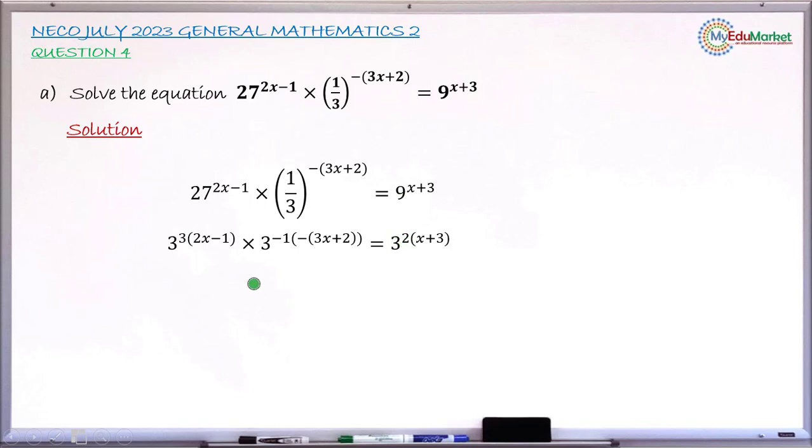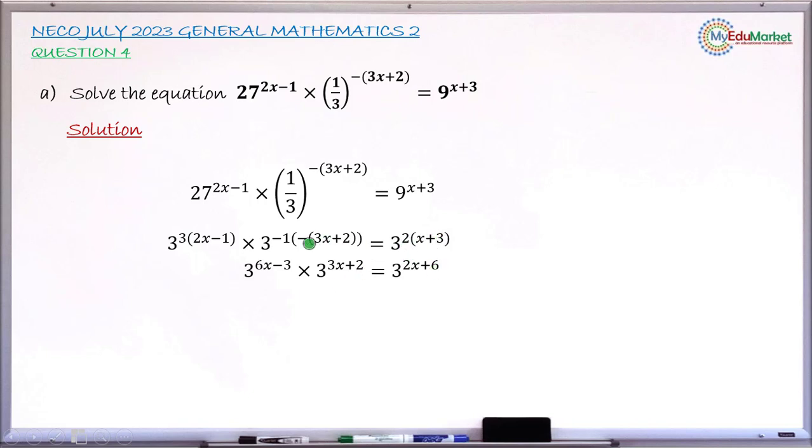So what you do next is to expand the bracket, that is 3 times the bracket, minus 1 times this bracket also, and 2 times this bracket. If that is done correctly, you now have 3 raised to the power of 6x minus 3, that is 3 times the 2x, this gives you 6x. 3 times minus 1 is minus 3. Then minus 1 times this minus 1 changes to positive 1, and 1 times this bracket, which is 3x plus 2, gives you 3x plus 2 as the new power. Similarly, on the right hand side, 2 times x is 2x, and 2 times 3 gives you 6.